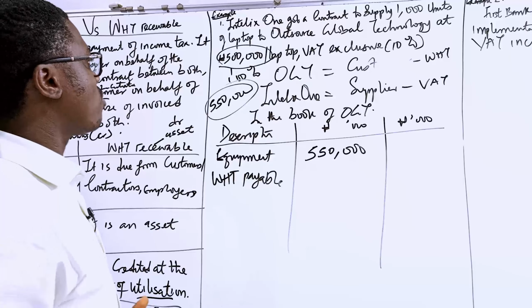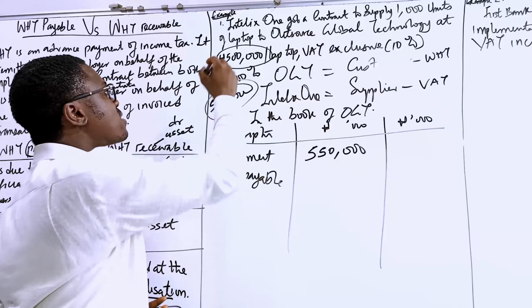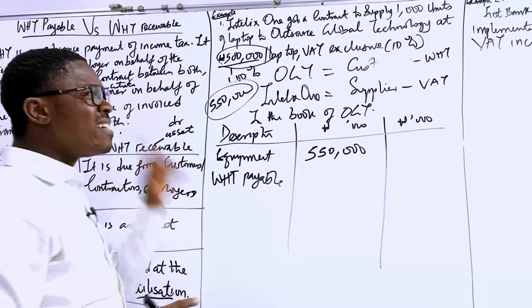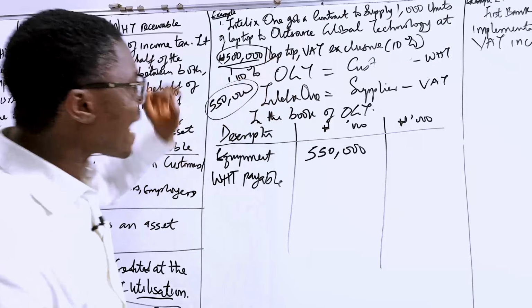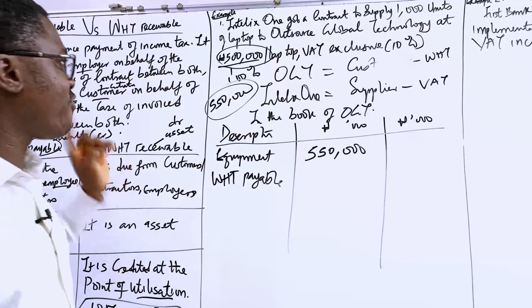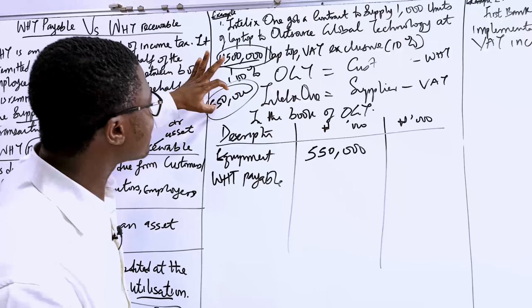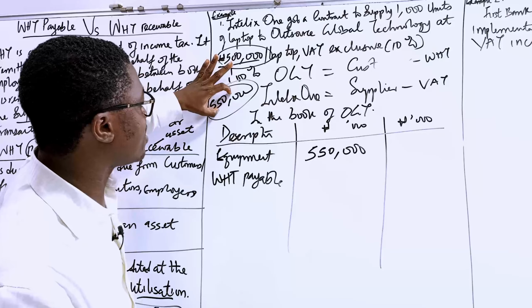Withholding tax will also be based on the contract sum. What is the contract sum here? It is 500,000 naira. Remember that Intellix 1 is the agent of the government to charge VAT, right? This 50,000 each on the laptop will also be remitted by Intellix 1 to the revenue. Please take note.